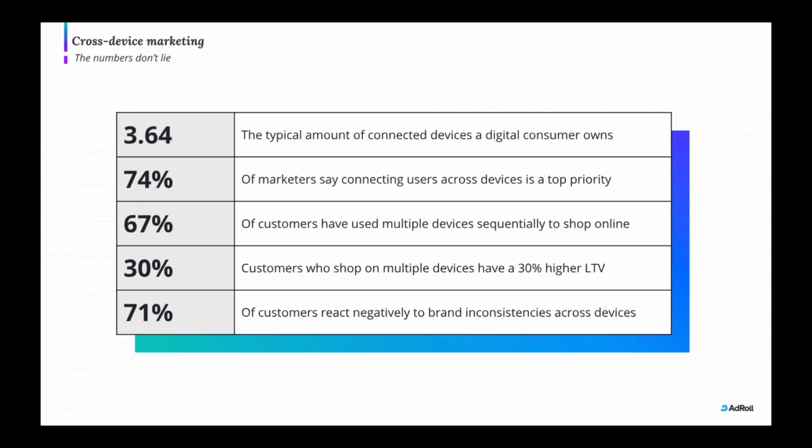And then finally, 71% of customers react negatively to brand inconsistencies across devices. We'll touch on this a little bit later, but essentially, one thing to keep in mind with cross-device marketing is that all of your marketing and all of your branding should be very consistent, so that if someone clicks on your ad within their mobile phone and then researches it later on their desktop, they really should have essentially the same experience with your brand across both platforms, or else you might lose them and they might churn.